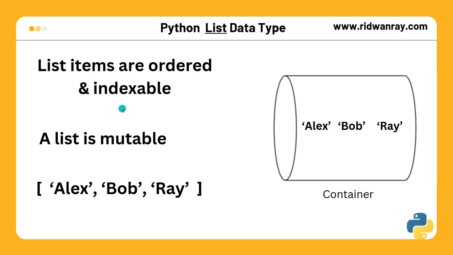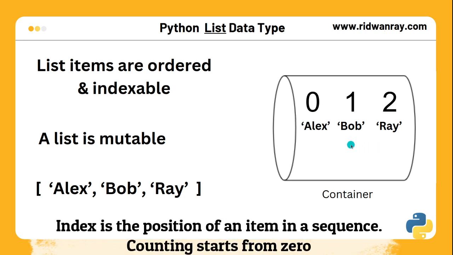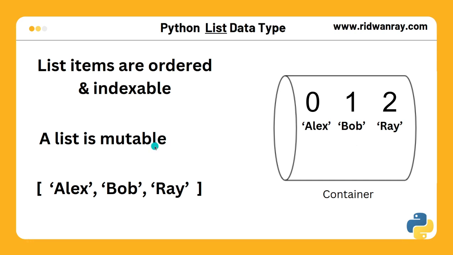Items within a list are ordered and indexable. This implies that we can reference an element using its index. A list is mutable, enabling us to modify the original list. This is in contrast to a string, which is immutable. An essential aspect of Python lists is their ability to accommodate multiple data types. For example, within a single list, we can include both strings and numbers, regardless of their type.